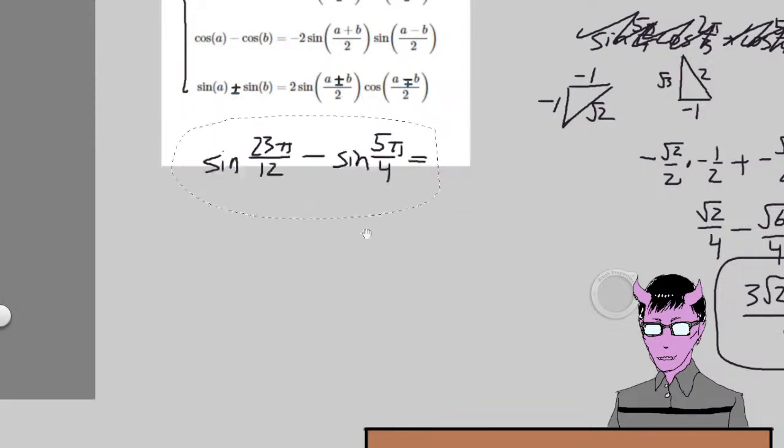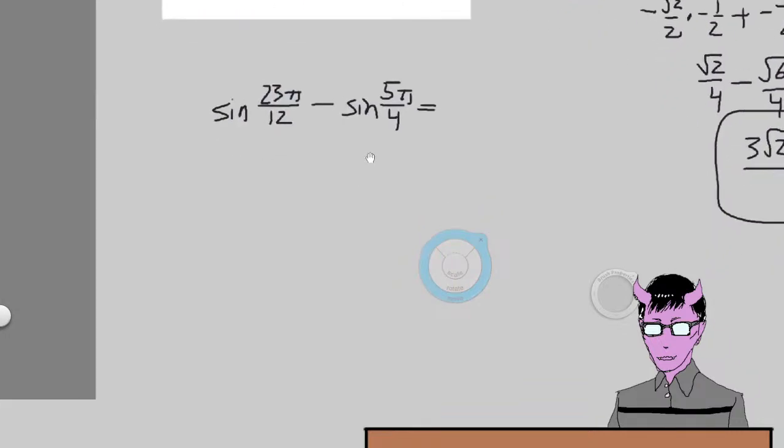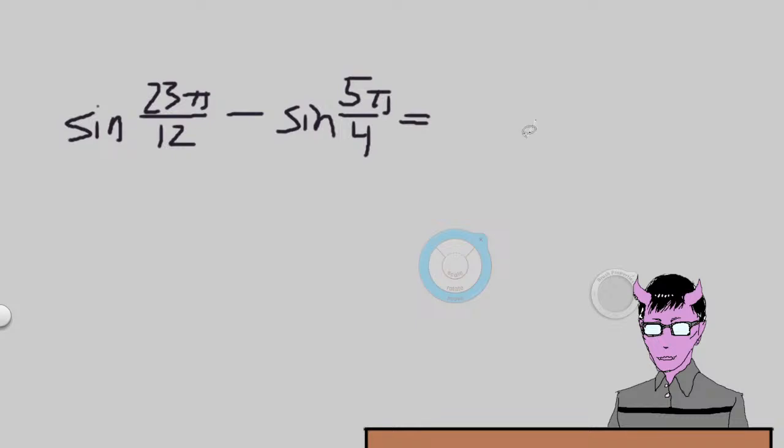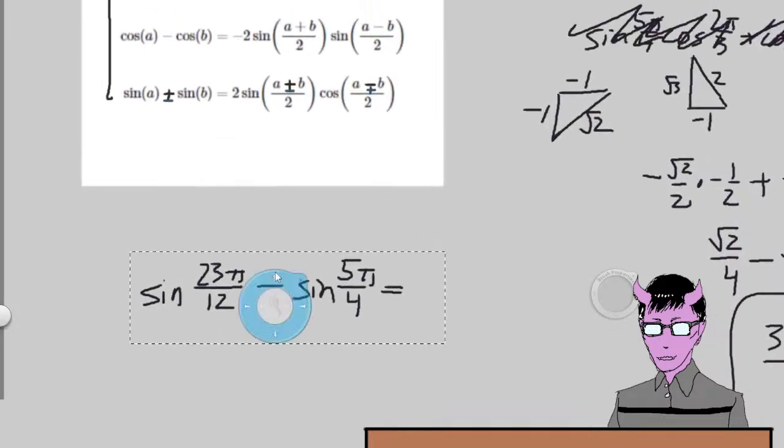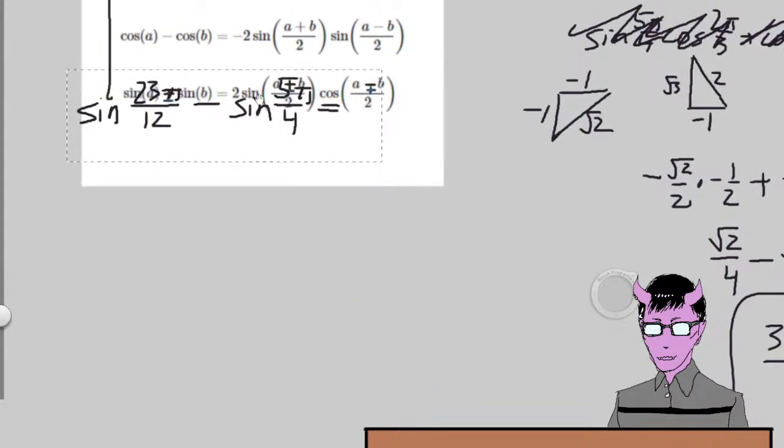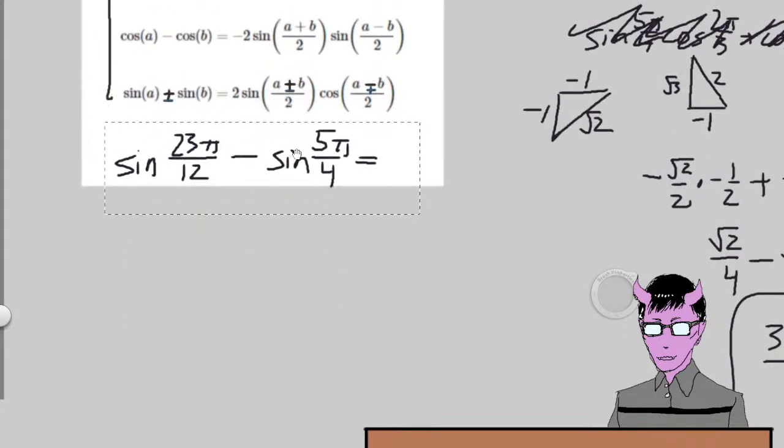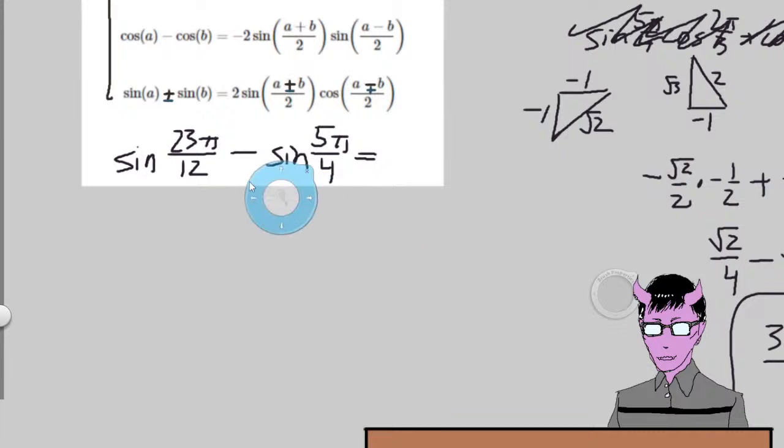So we'll pretend that nothing has happened. Let's just start here. So this is the problem that we're doing. What we have to do is just get it close to the algorithm. Which one does it match up? It matches the last one because we have a sine of a minus sine of b.